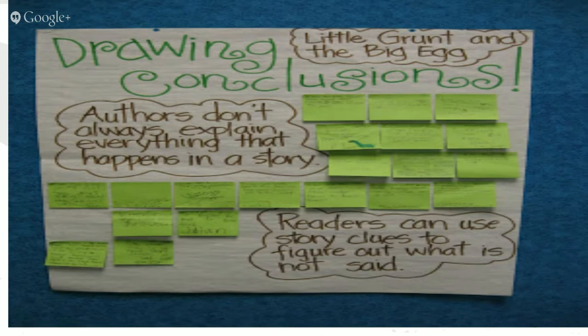I love sticky notes. For the question of drawing conclusions, and you can see the text there, authors don't always explain everything that happens in a story. You need to draw conclusions and make inferences based on the story that was a shared read aloud. Each student took a sticky note and wrote why they felt the author didn't explain everything and what the inference was, and why do you think the author left that and didn't tell you explicitly? How does that change the meaning of the text?